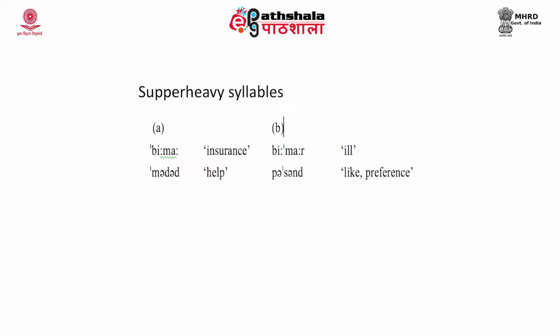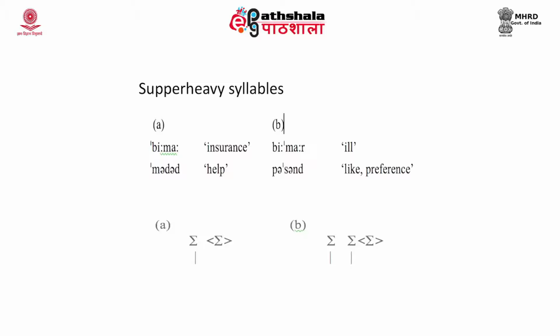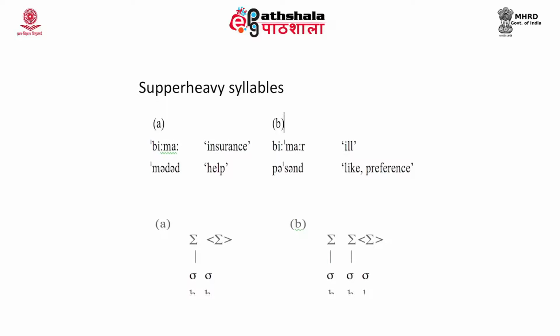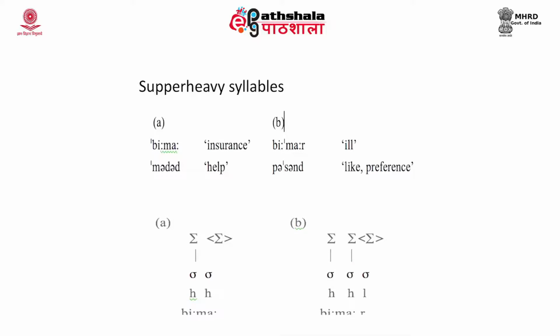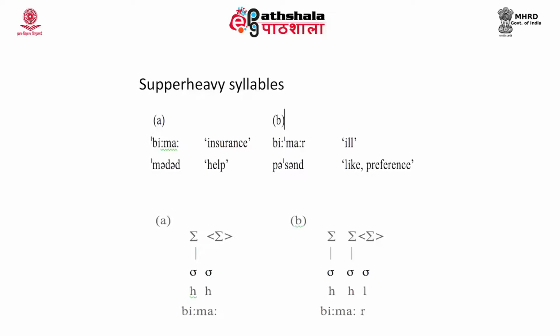We have Bima, which means insurance, and Bimar. Now the difference between Bima and Bimar is only the presence of a ra at the end. Similarly, Madad, 2-syllable, but Pasand. So the Pasand only has one more consonant in the last syllable. Now the difference is that Bima and Madad have stress on the first syllable, and Bimar and Pasand have stress on the second syllable. How do we explain this?